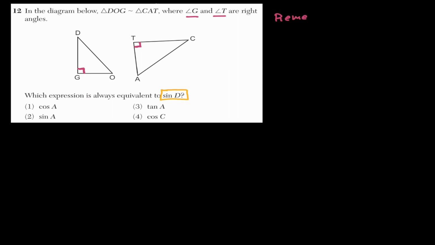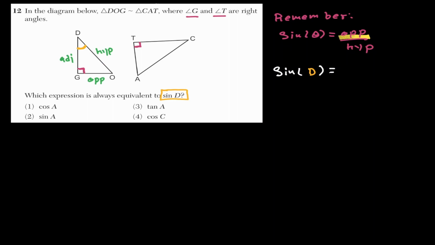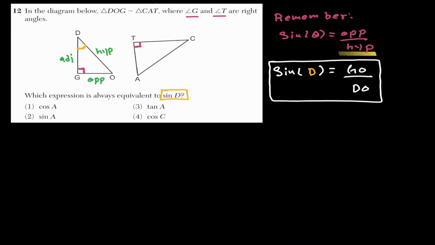Well, remember that the sine of any angle is equivalent to opposite over hypotenuse. So let's start by labeling our triangle. Angle D, we have it here, is the upper angle in the triangle on the left. Well, the side that is opposite will be my opposite side, GO. What's in front of 90 degrees, that will be my hypotenuse. And what is left is our adjacent. So if we put all this together, then we can say that the sine of angle D is equivalent to the opposite, which we have as GO, divided by the hypotenuse, which we have as DO. So now we have our objective.